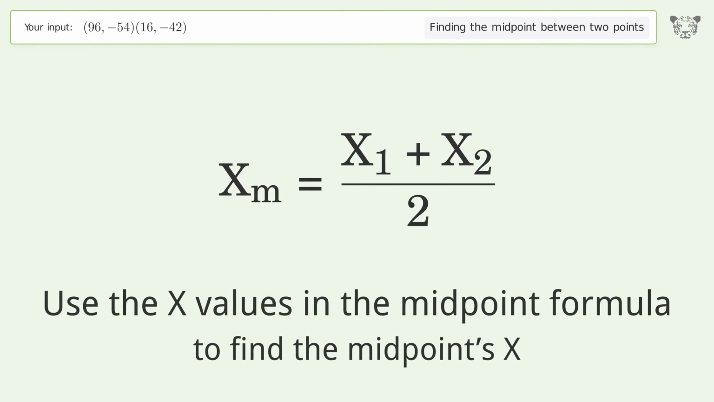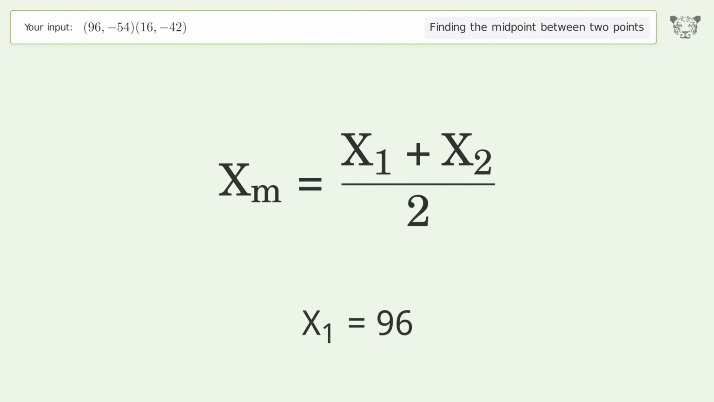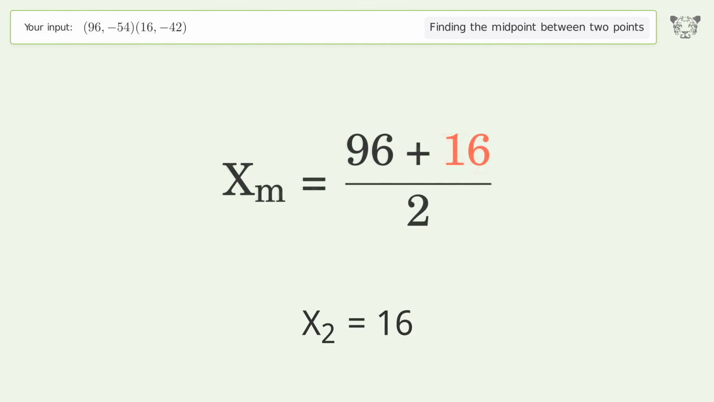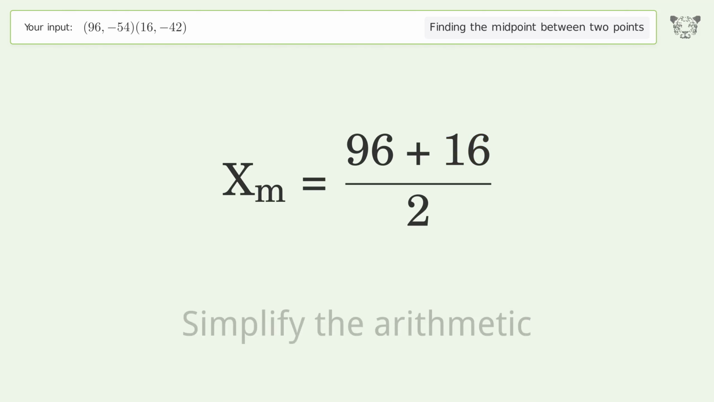Use the x values in the midpoint formula to find the midpoint's x. x1 equals 96. x2 equals 16. Simplify the arithmetic.